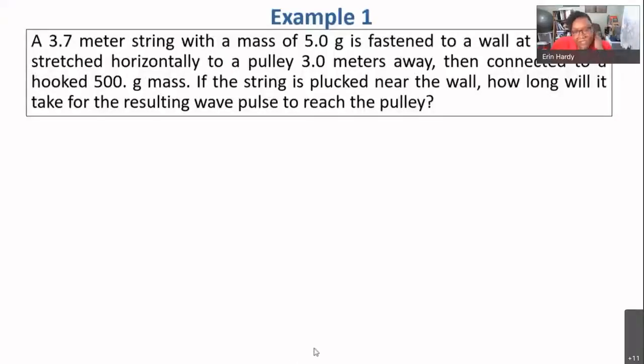A 3.7 meter string with a mass of 5.0 grams is fastened to a wall at one end, stretched horizontally to a pulley 3.0 meters away, then connected to a hooked 500-gram mass. If the string is plucked near the wall, how long will it take for the resulting wave pulse to reach the pulley? So let me stop sharing here.